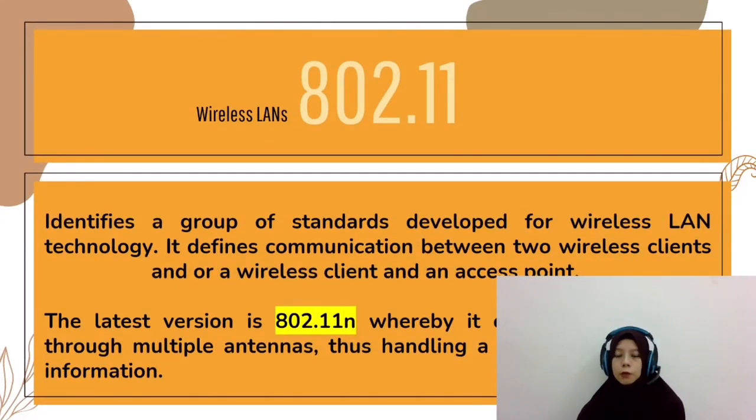Last one is the wireless LANs. It identifies a group of standards developed for wireless LAN technology. And as far as I can tell from my research, the latest version of the wireless LAN standard is 802.11n, whereby it offers communication through multiple antennas, thus handling a higher throughput of information.